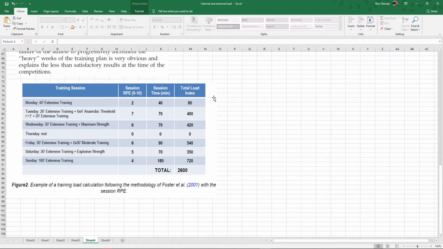Yeah, just another example. This is probably more familiar to triathletes, where they do 3 different sports in a week, including strength training, and they have rated each session. They've taken the product of the session and the session RPE and obtained the training load.